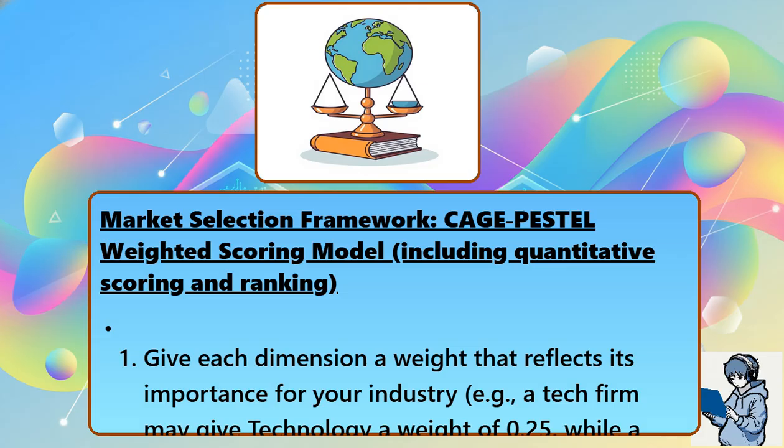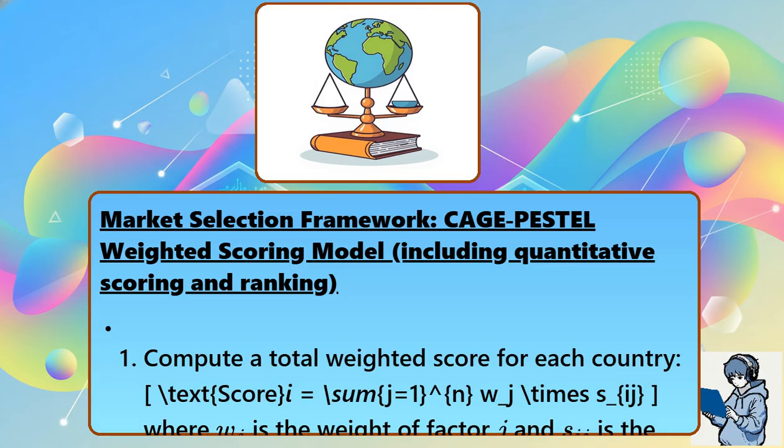4. Give each dimension a weight that reflects its importance for your industry. For example, a tech firm may give technology a weight of 0.25, while a consumer goods firm may give cultural a weight of 0.20. 5. Compute a total weighted score for each country.